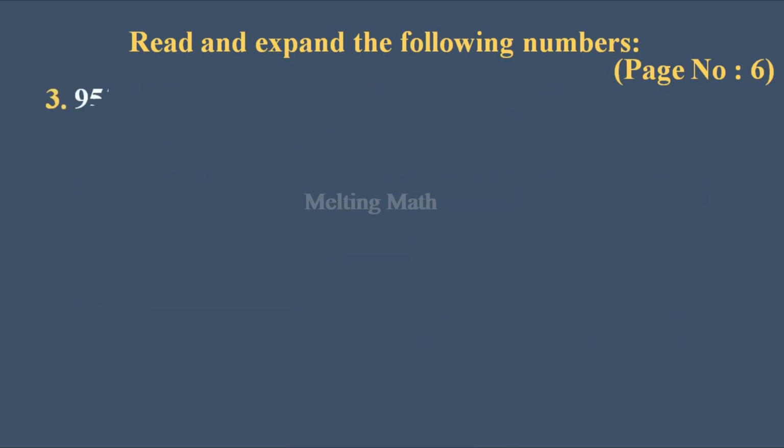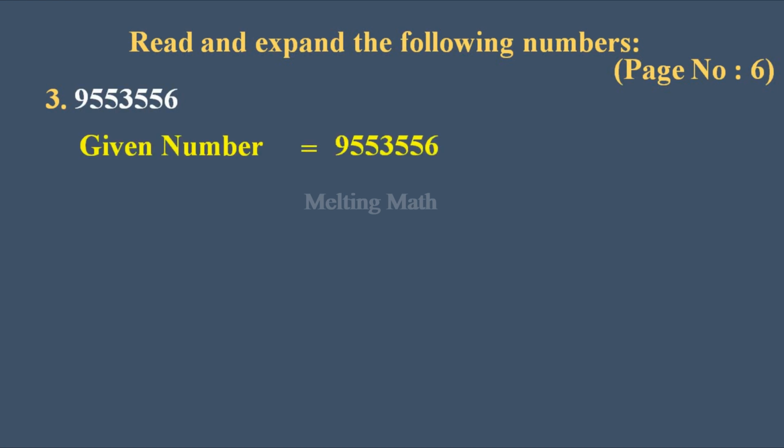Next is the third one. So the given number is 9553556. Then write the places of each digit. We know the last digit 6 is in the ones place, and the next is in tens, next hundreds, next thousands, next 10,000s, next lakh, next 10 lakh.